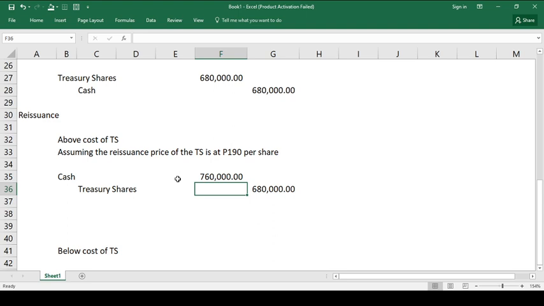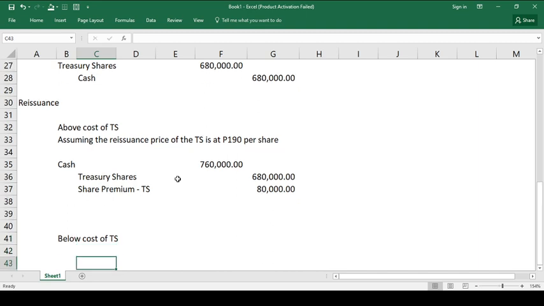Una, pag tignan nyo, the cash was 760. The treasury shares cost is 680. Obviously, there is a gain on the reissuance of the treasury shares above cost. However, that gain shall not be recognized as an income. Ibig sabihin, we are not going to recognize the gain as an income. Instead, we are going to recognize it as a share premium, an equity account, share premium, treasury shares, that is 760 minus 680,000. Again, any excess of the cost shall not be recognized as an income. Instead, it shall be recognized as a share premium treasury share. That is the first issue on the reissuance.